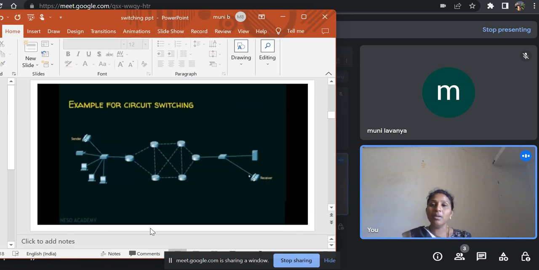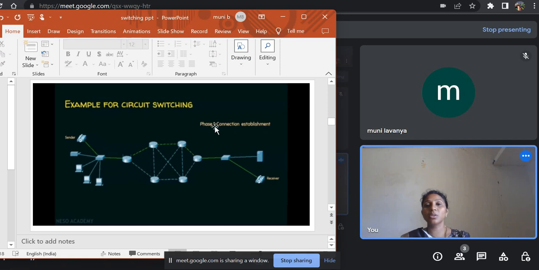So for example, this is the network. In this network, I am choosing this as the sender, and this one is the receiver. They want to transmit the data from here to here. In circuit switching, first it establishes the connection between the sender and receiver. So this is the first phase, connection establishment. Here it sets up the connection between the sender and receiver.